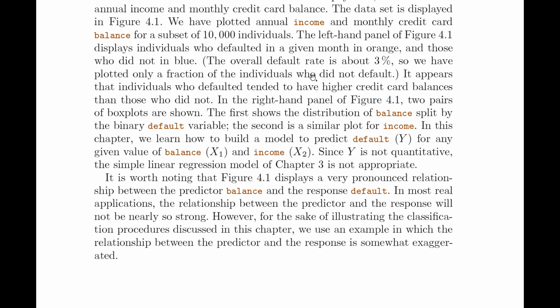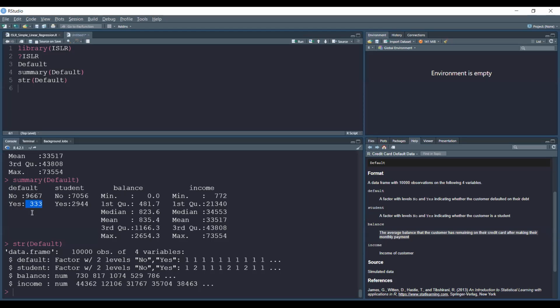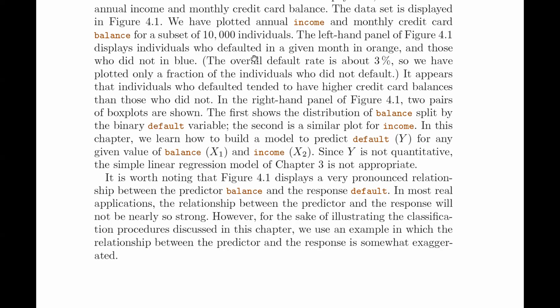The overall default rate is about 3%. So we have plotted only a fraction. Why are they saying 3%? That's over here. Do we see it? Yes, default. That's 333. So 300 would have been exactly 3% of these 10,000 observations. So it's just over 3%.